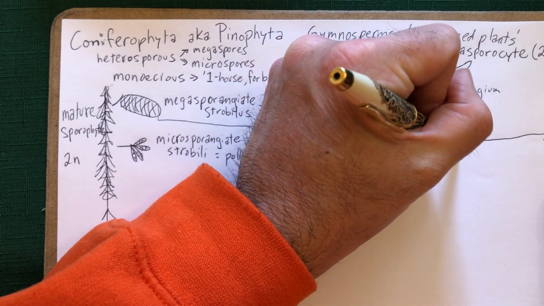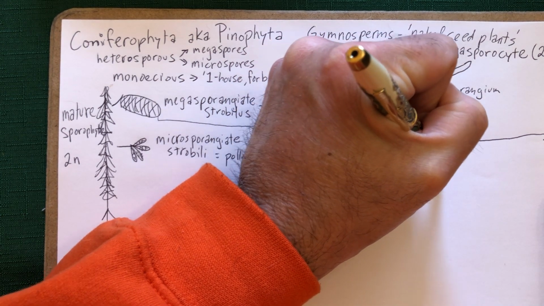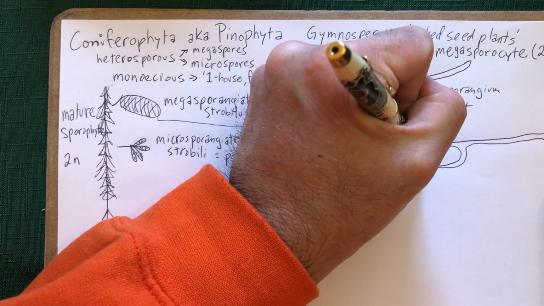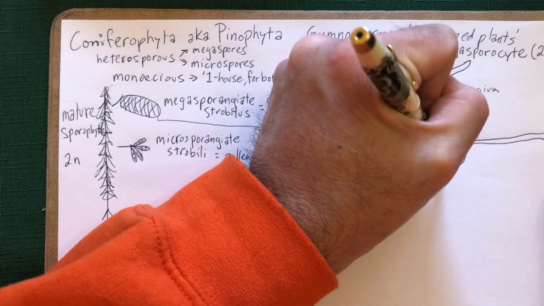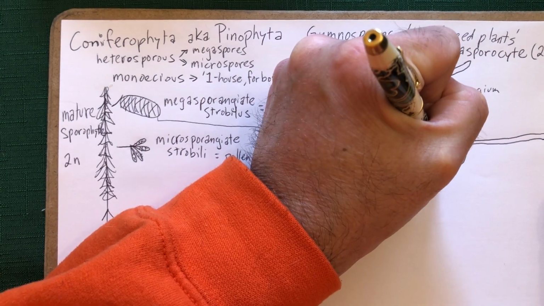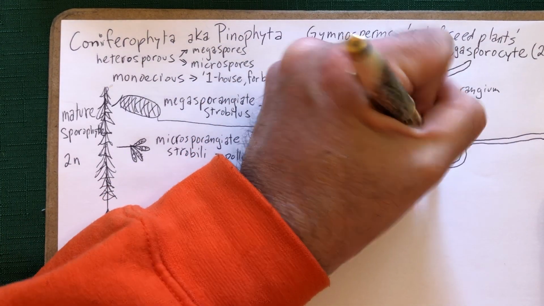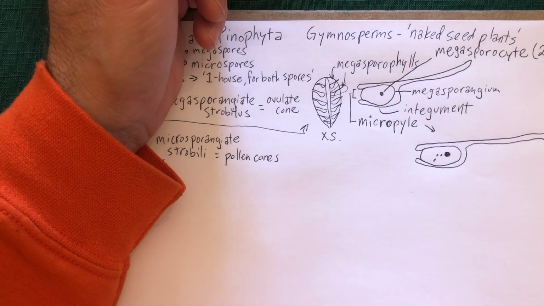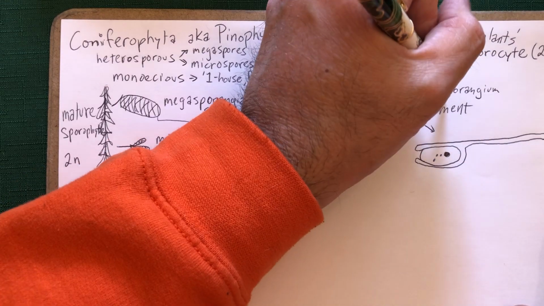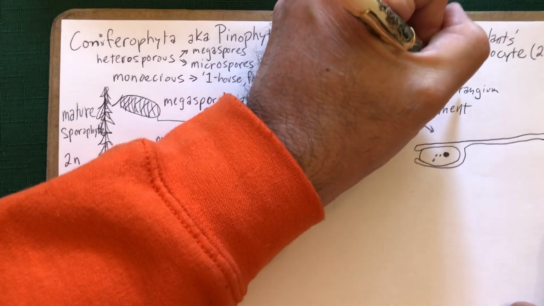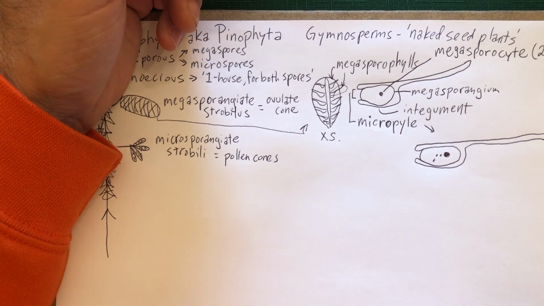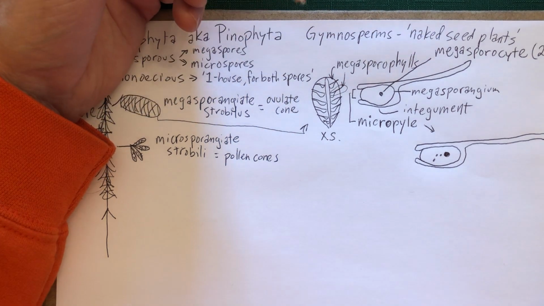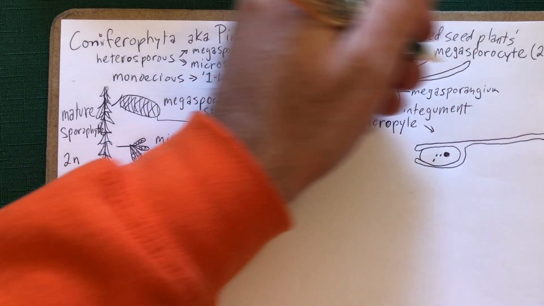So let's see if I can draw pretty much the same thing again down here. Okay, we've got our megasporophyll, we've got our micropyle, we've got our megasporangium. Sometimes the megasporocyte is called the megaspore mother cell. So now not only have we learned a new word for a thing we didn't know exists, we know two words for that thing we didn't know existed. The megasporocyte or the megaspore mother cell. Okay, so meiosis happens.